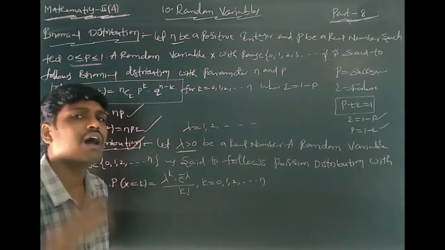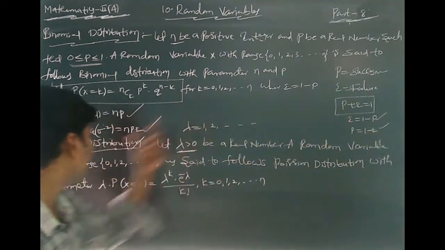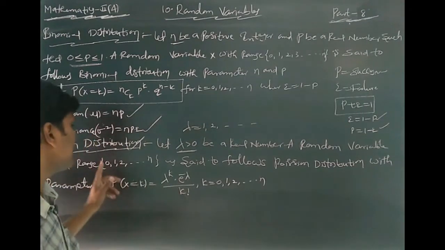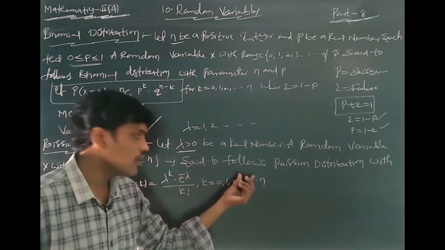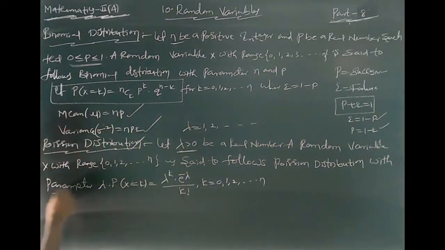More than 0. All values are positive. Here lambda is a real number. A random variable, once again capital X, with range 0, 1, 2 and so on is said to follow Poisson distribution with the parameter lambda.